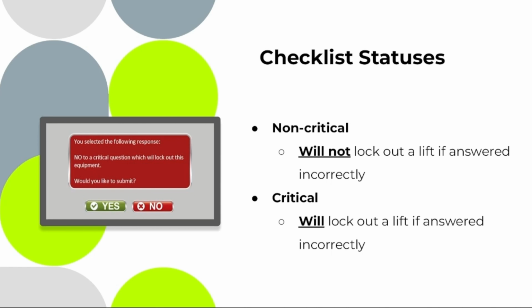Checklist statuses are non-critical or critical. If an operator answers a critical question incorrectly, a notification will appear, allowing the operator a second chance to either submit or change their answer. If the operator clicks Submit, the critically failed question will lock out the lift. Please keep in mind the operator still needs to finish the rest of the checklist just in case there are other issues that need to be addressed.